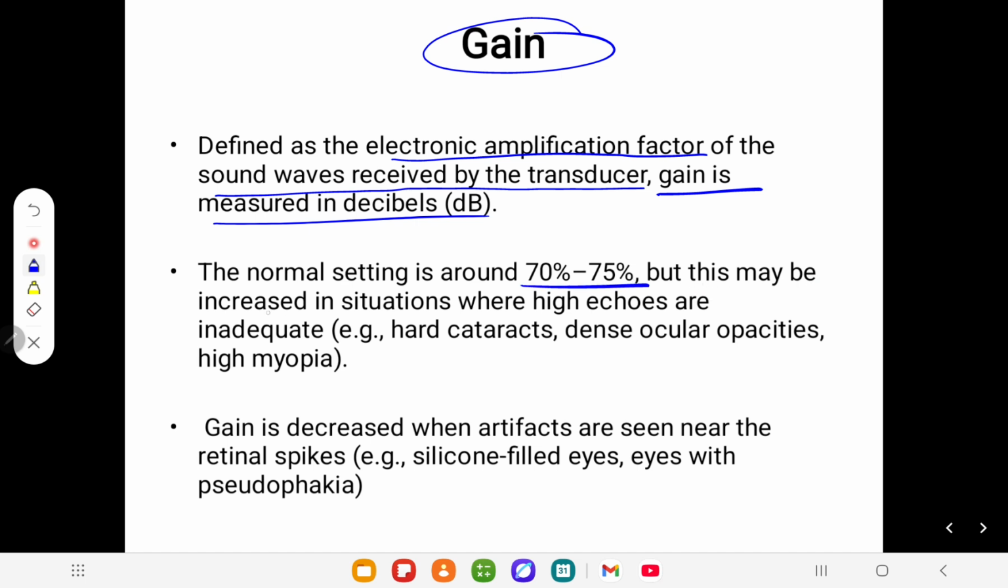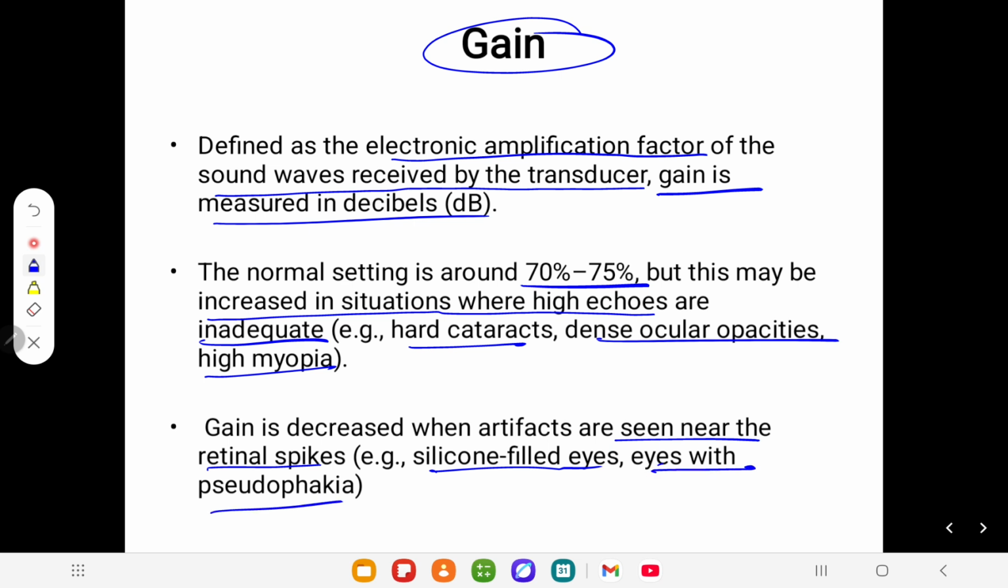But this may be increased in situations where high echoes are inadequate. So in case of hard cataract, dense ocular opacities or high myopia, we have to increase the gain. But at the same time, gain is decreased when an artifact is seen near the retinal spikes. Perfect examples are silicon-filled eyes and pseudophakic eyes. In that case, we decrease the gain. So it's very important to understand gain, the normal setting of gain, when we should increase the gain and when we should decrease it.